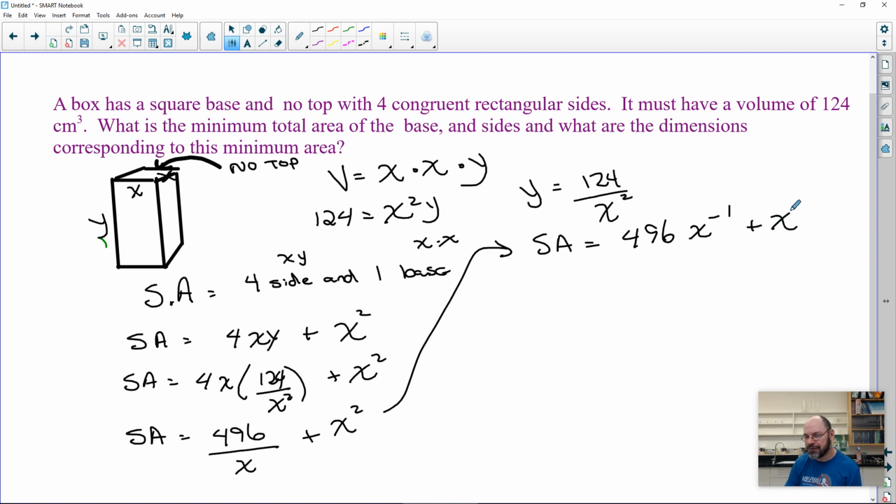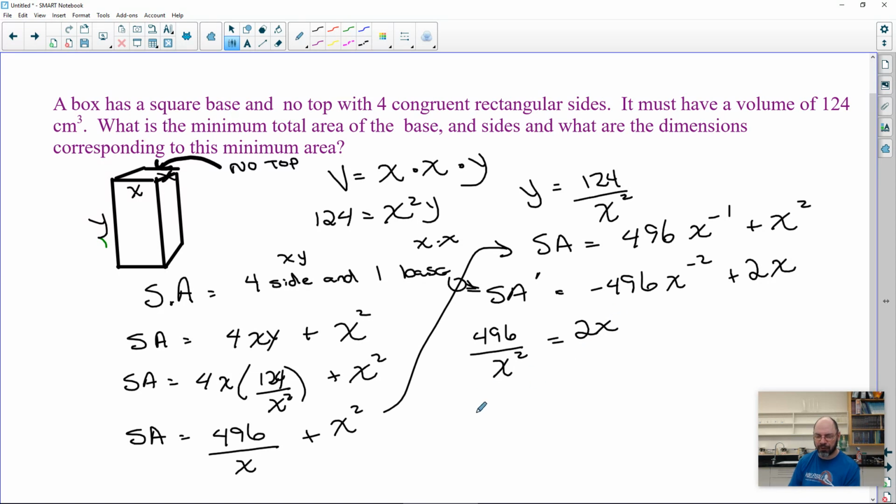Now I can take the derivative of the surface area and set it to 0. So this is going to be equal to negative 496 x to the negative 2 plus 2x. Now this is set to 0, so we're going to move this to the other side. So we've got 496, and x to the negative 2 we can write as x squared on the bottom, equaling 2x.